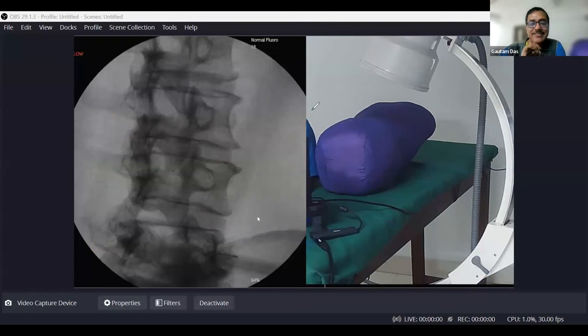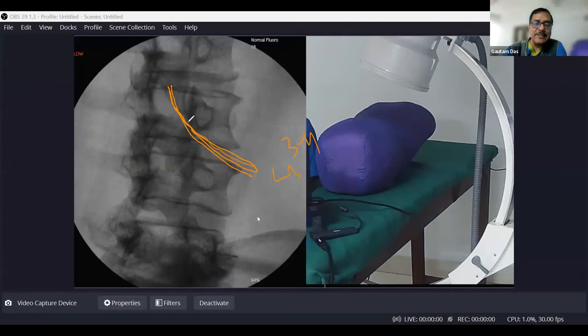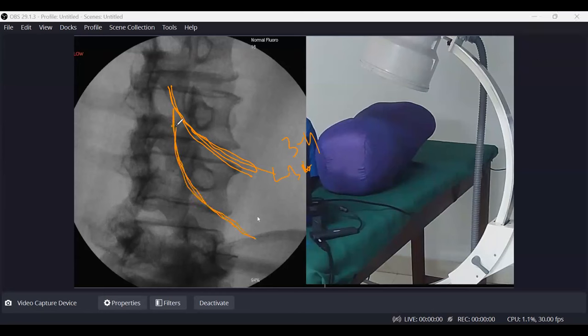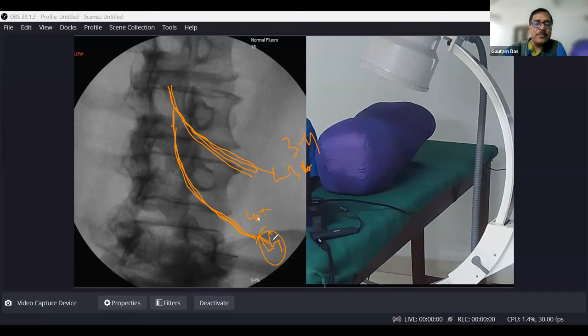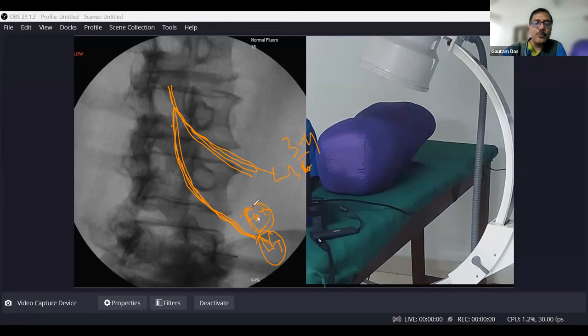What are the traversing and exiting nerve roots? This was your L3-4. So now, what is this nerve root? L3 exiting nerve root, because it is exiting at this L3-4 level. Now what is this nerve root? L4 exiting nerve root at this L4-5 level. But the same nerve root is traversing at the level of L3-4. So the L4 nerve root is called exiting at the L4-5 level, and the same L4 nerve root is called traversing nerve root at L3-4.